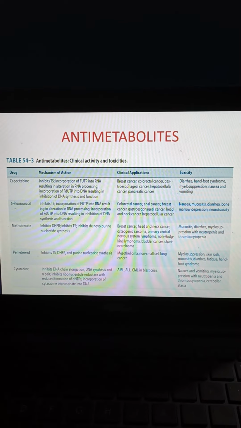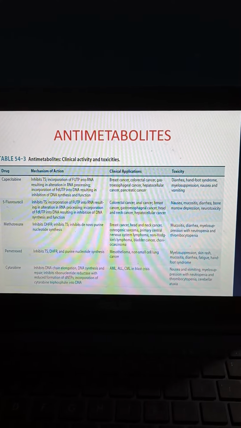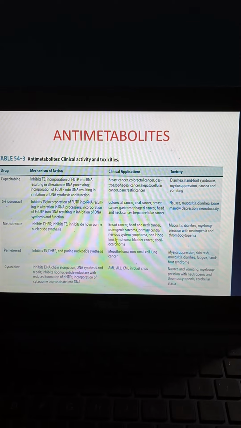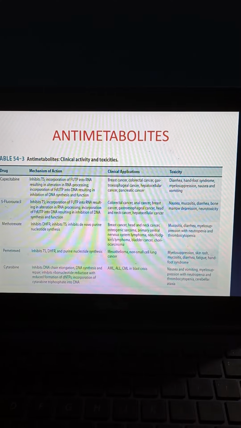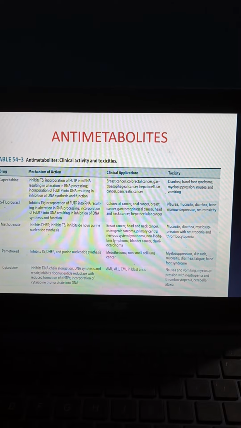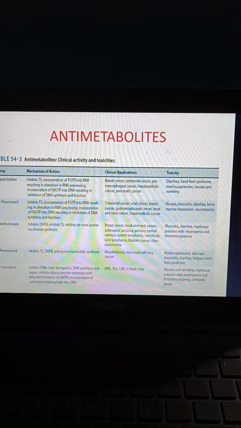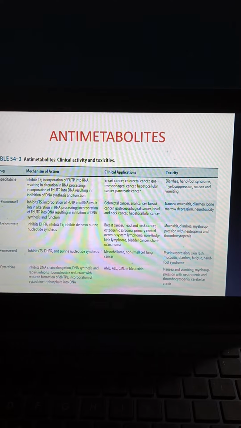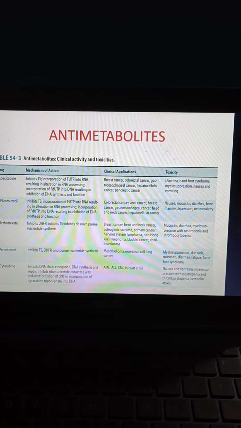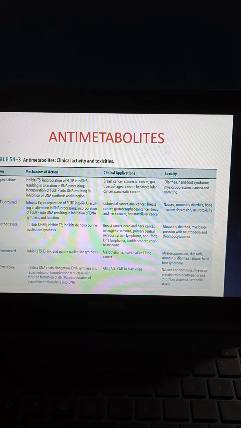Then antimetabolites. Coming to this table, it shows the antimetabolites' clinical activity and toxicities. Like capecitabine. Capecitabine inhibits thymidylate synthase, that is TS, incorporation of FUTP into RNA resulting in alteration in RNA processing, incorporation of FDUTP into DNA resulting in inhibition of DNA synthesis and function. Clinical application of capecitabine: used in breast cancer, colorectal cancer, gastroesophageal cancer, hepatocellular cancer, pancreatic cancer. There might be toxicity like diarrhea, hand-foot syndrome, myelosuppression, nausea, and vomiting.